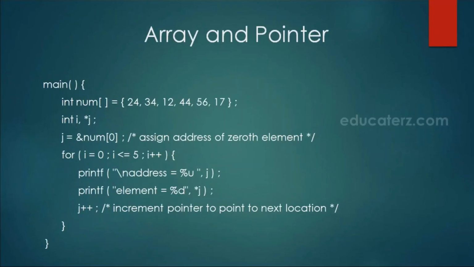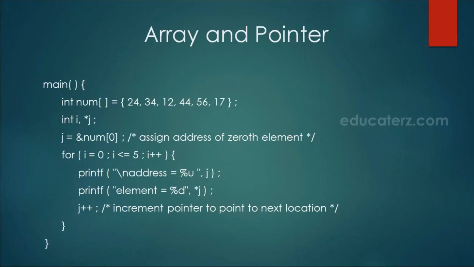Now arrays and pointers are also related because we know that arrays are always in continuous memory. So if I have a pointer pointing to the 0th element of the array, then using a loop I can iterate through the array using the pointer also. The way we did here, j is pointing to the 0th element of the array and then in the for loop we are iterating from 0 till 5 and here we are displaying the address of j as well as the value at j. So the first time it will display the value at the 0th location of the array.